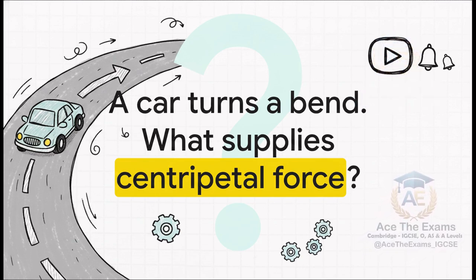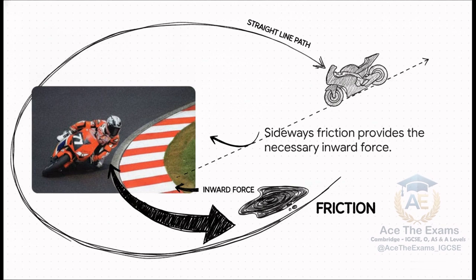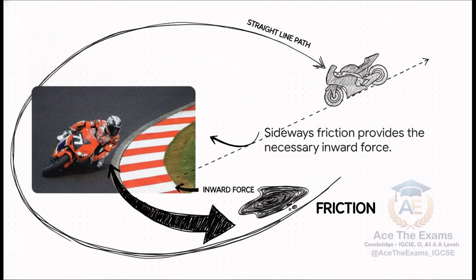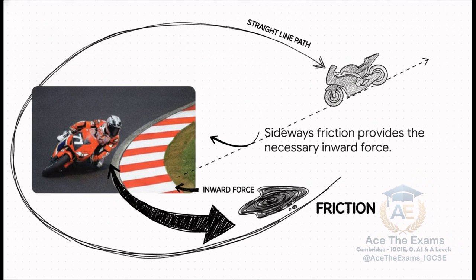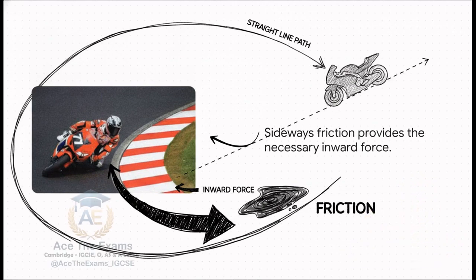Okay, let's look at how to actually answer this using our framework. Here is the physical mechanism in action and how you should explain it to the examiner. When a car or a motorcycle, like the one we see in this diagram leaning heavily into the turn, goes around a corner, it is the sideways friction between the tires and the road that provides that necessary inward force. So your point is identifying the force, friction.